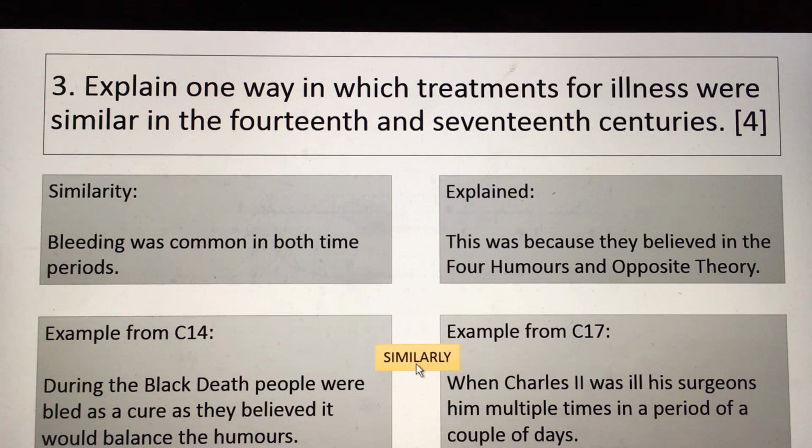So similarly, when Charles II was ill, his surgeons bled him multiple times in a period of a couple of days. Okay, so we've got similar things from the 2 time periods, using this connective word to show that we're comparing.